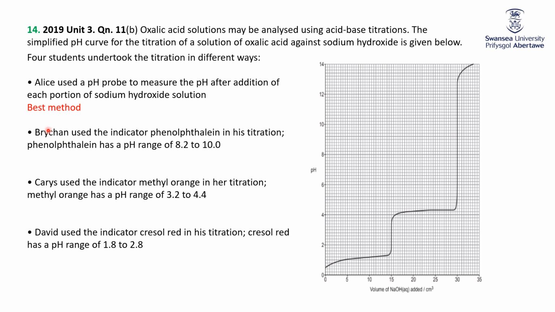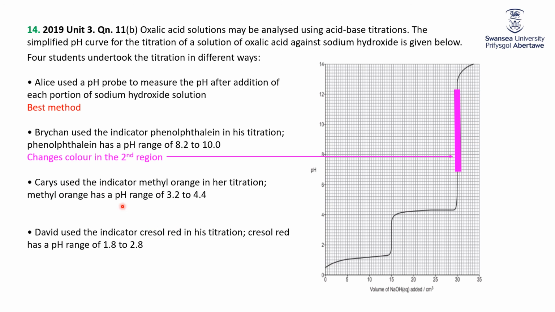Brychan used phenolphthalein. Phenolphthalein changes pH between 8.2 and 10. So there it is there. It changes color for the second equivalence point. And of course, if you know the volume of the second equivalence point, you can get the volume of the first equivalence point and do both titrations. But you're only actually getting one of those values directly.